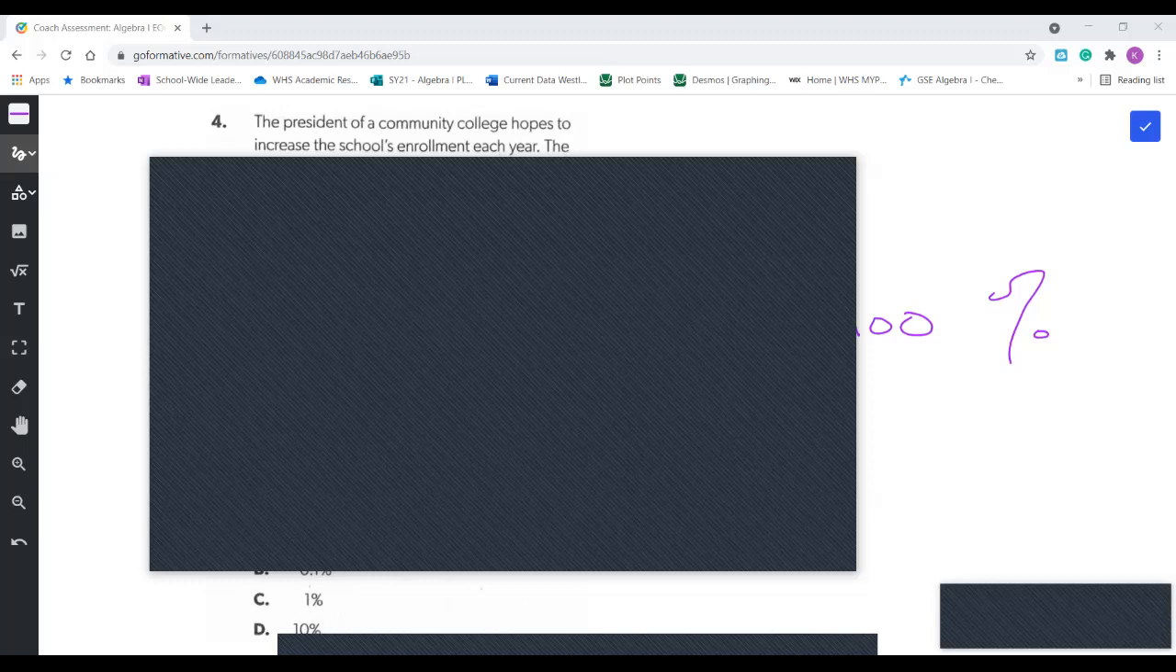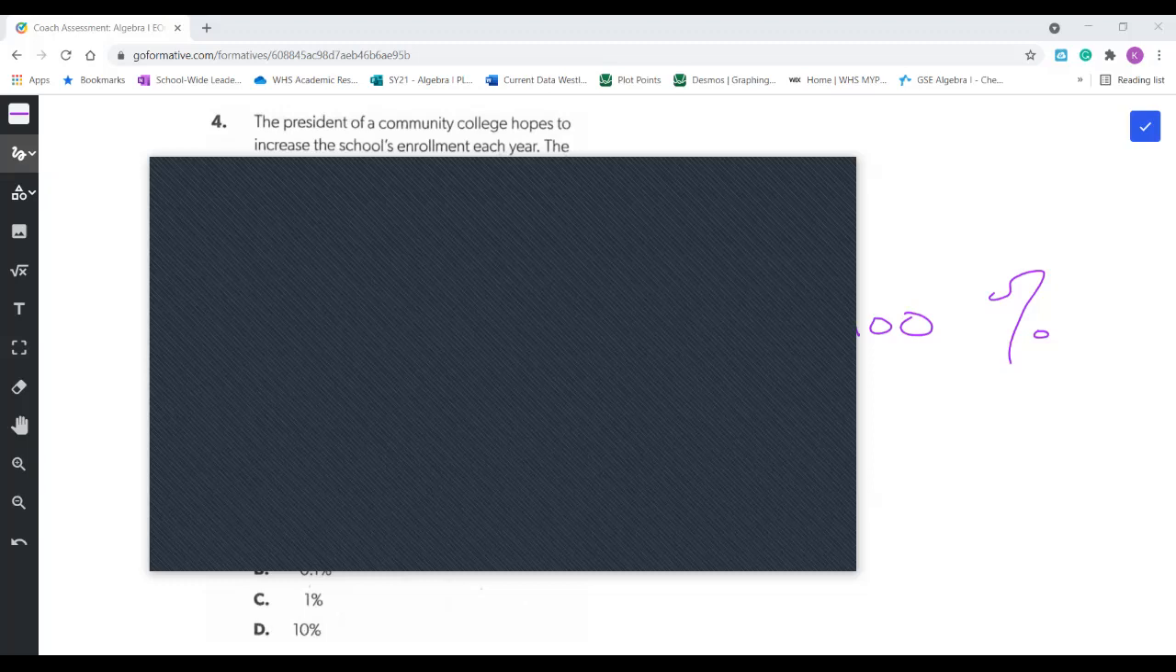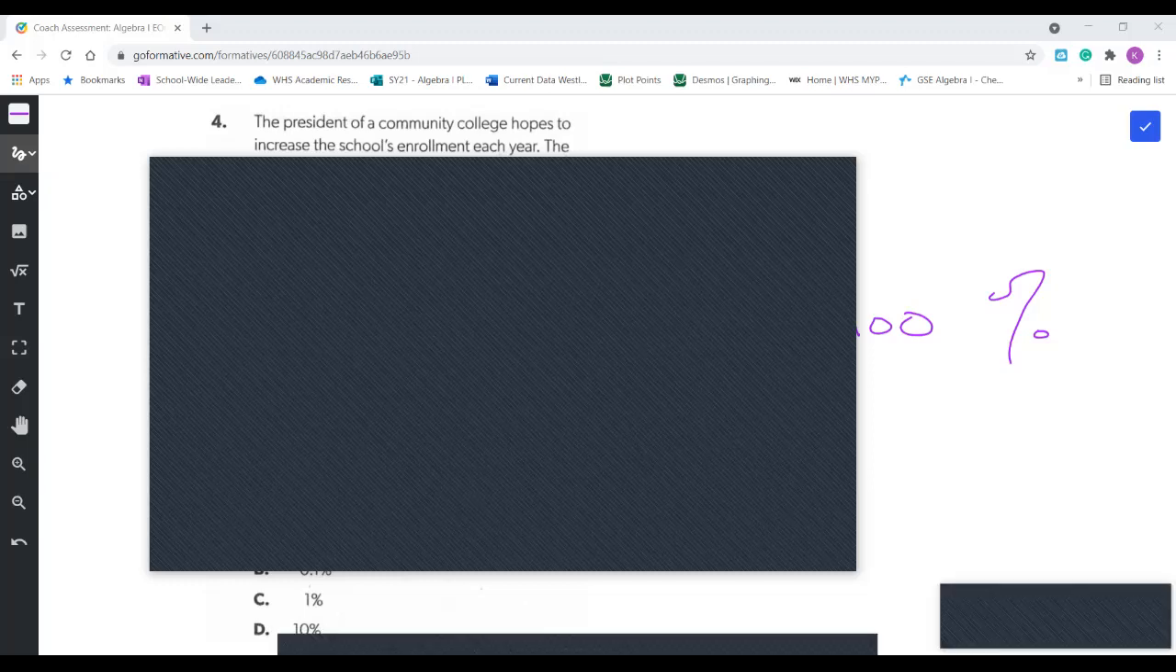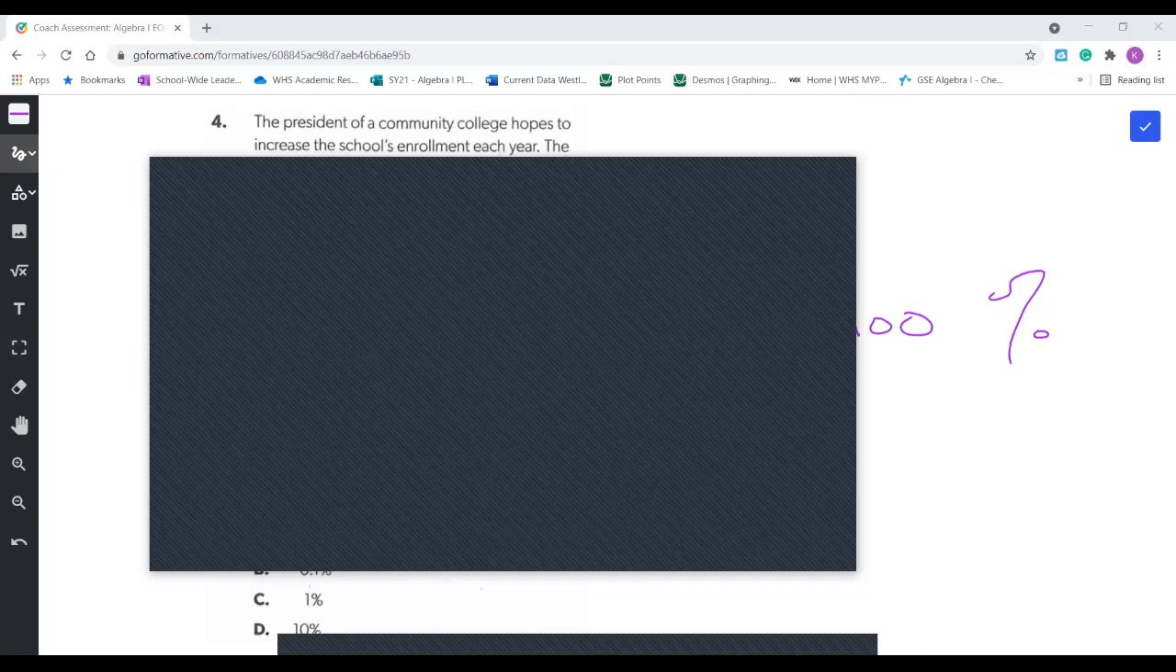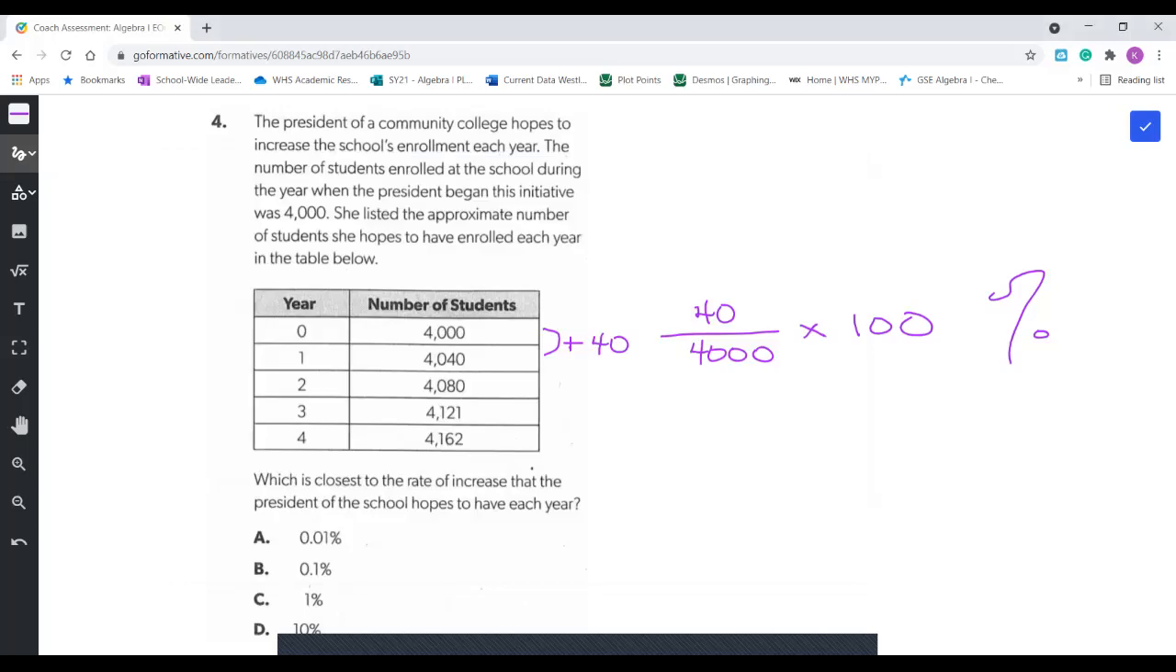My apologies. All right, let me use my calculator. 40 divided by 4,000 equals, okay, times 100 equals, boom, I got a 1. So that means my answer, young people, is going to be 1%. Thank you, Josiah. I think I typed a 4 instead of a 40 initially. Something looked wrong.